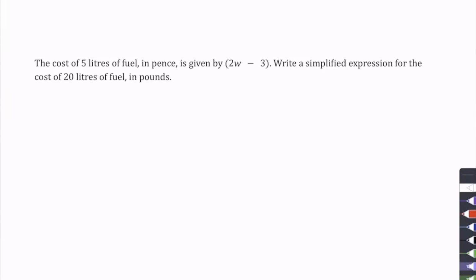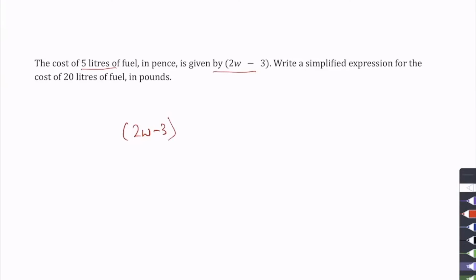In this question, it says the cost of 5 litres of fuel in pence is given by 2W minus 3. Write a simplified expression for the cost of 20 litres of fuel in pounds. So we have 5 litres of fuel costing 2W minus 3 pence. Let's write that down first.